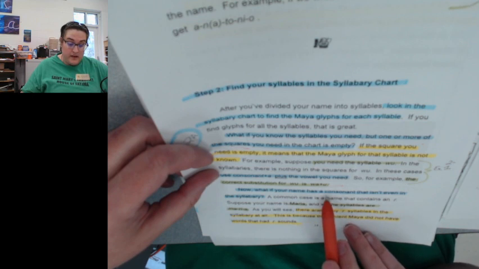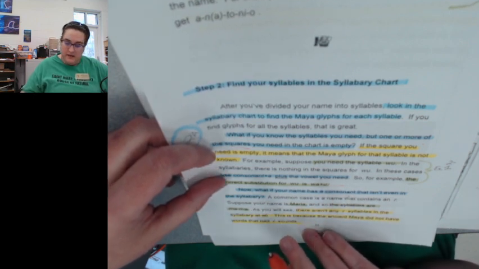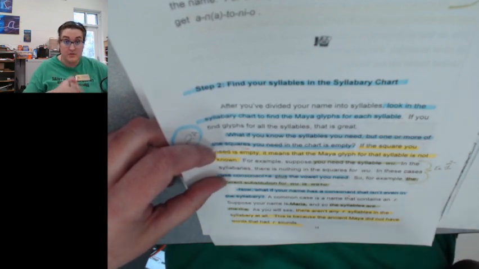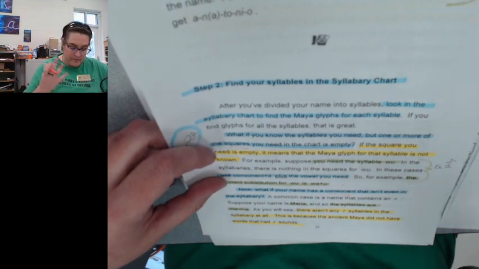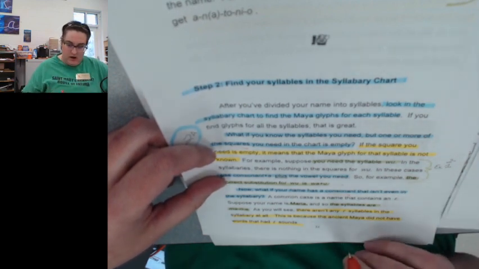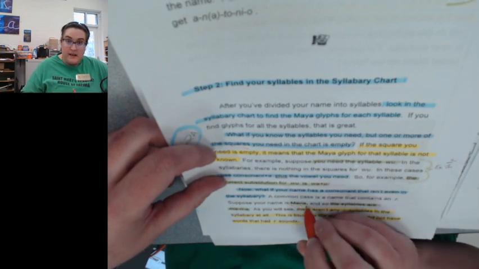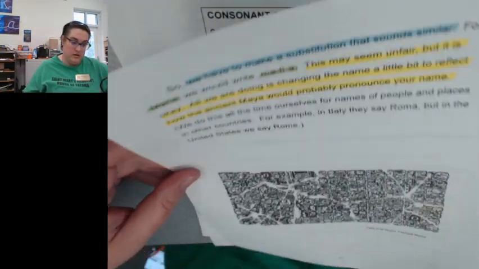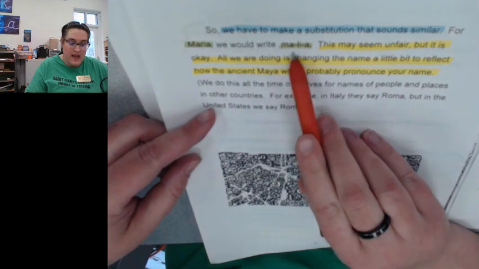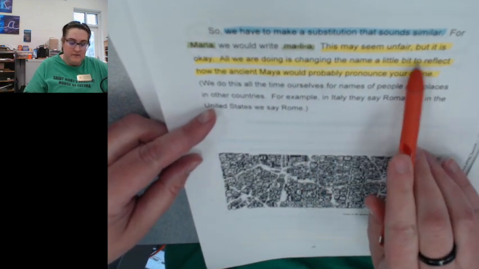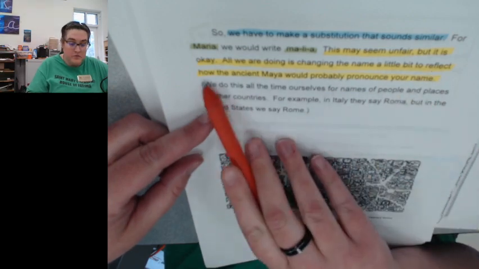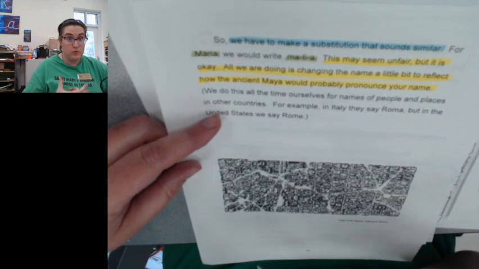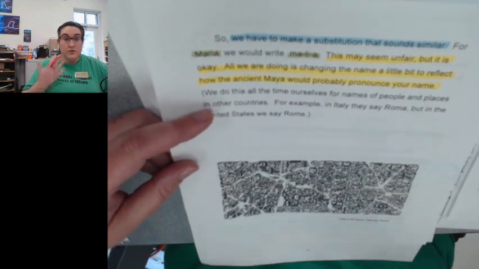So now then what if you have a consonant that isn't even in the syllabi? Or if you have one of those sounds like TH or SH or CH, where it makes one sound because two things are together. They give an example that Maria, there isn't an R sound in Mayan. So they recommend switching in an L. And they even acknowledge it might seem unfair, but it's okay. What we're doing is we're changing the name a little bit to reflect how ancient Maya would probably have tried to pronounce your name. Different languages make different sounds. And so sometimes there's just not a good substitute.